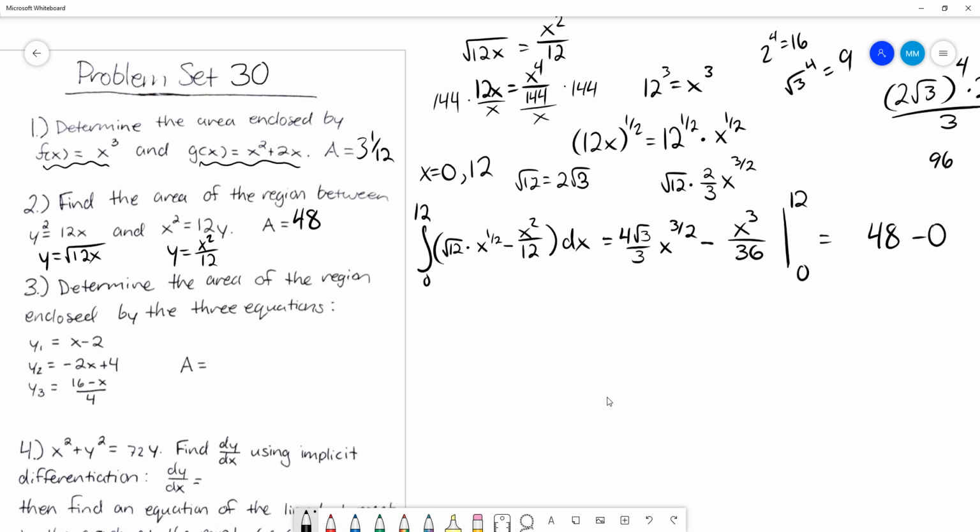I feel like I made a mistake somewhere. So give me one moment while I double check this. Oh, no, that's correct. Okay, cool. No mistakes here. I was just feeling really iffy about separating that out, but it works out.